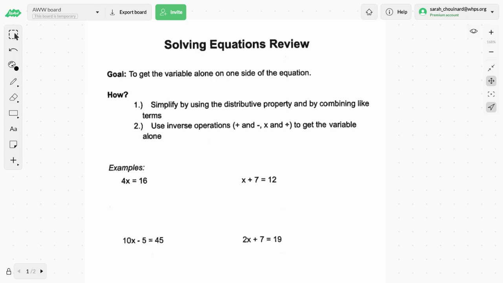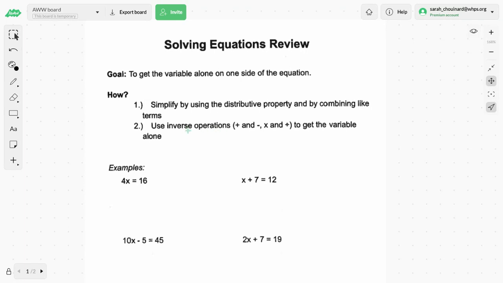All right, so in this video, we are going to review how to solve for a variable. When we are solving, our goal is to get the variable alone on one side of the equation. So how are we going to do that? We are going to simplify the equation first by using the distributive property and by combining any like terms. If there's any distribution or combining like terms, that always happens first.